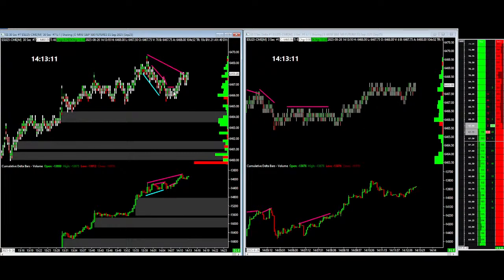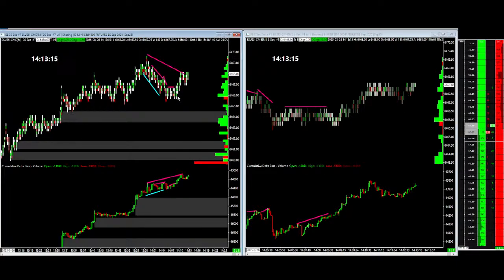There was a bit of buy divergence in the bar, and then they knocked it down with that V flush. Any slight divergence, they start to knock it out.